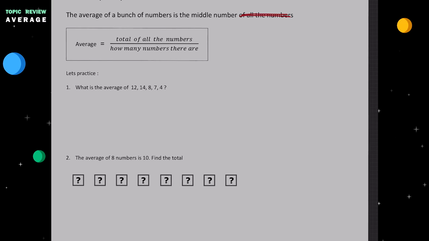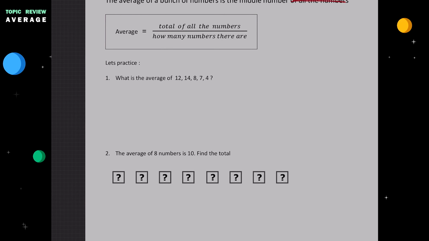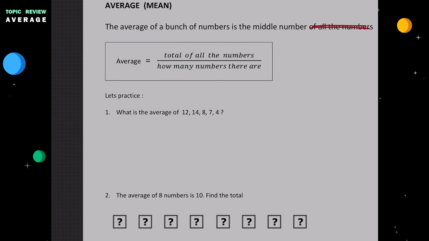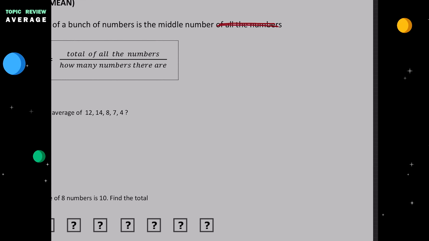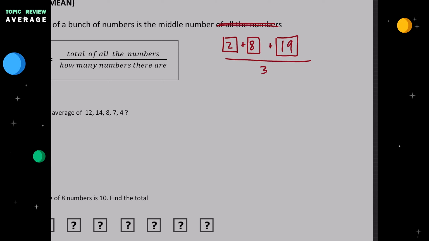Anyway, the way we find the average is, you say the average is the total of all the numbers divided by how many numbers there are. So suppose there are 3 numbers. Let's say the numbers are 2, 8, and 19. Something a bit more random. The way we find the average is we just add all the numbers up, and then we divide it by 3 because there's 3 numbers.